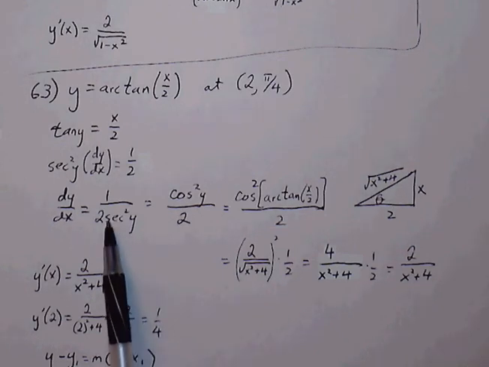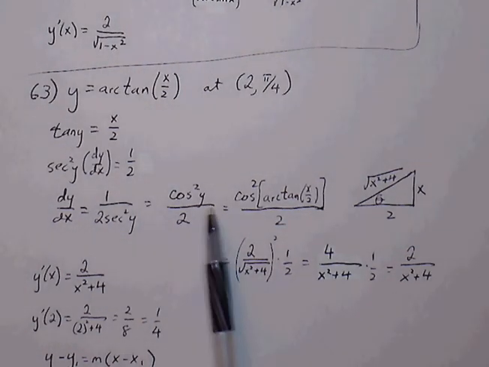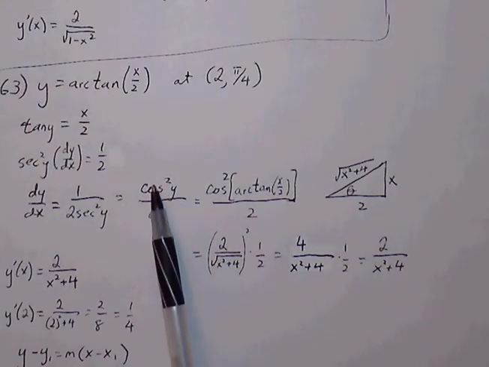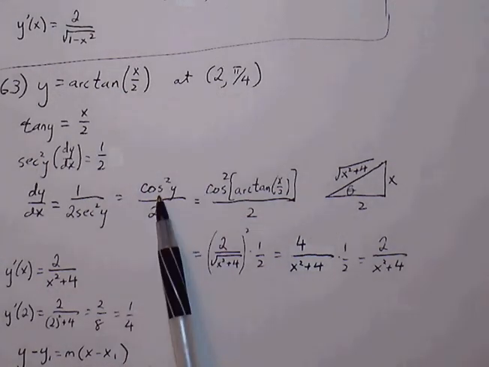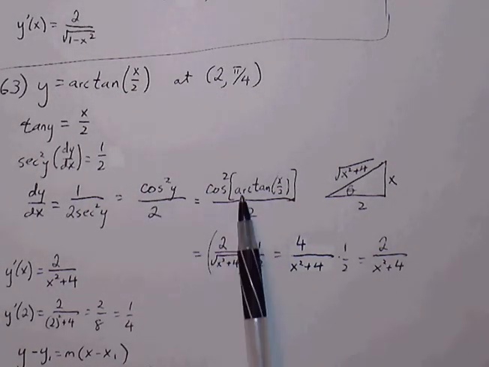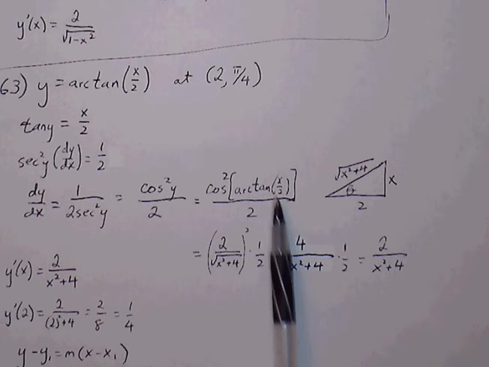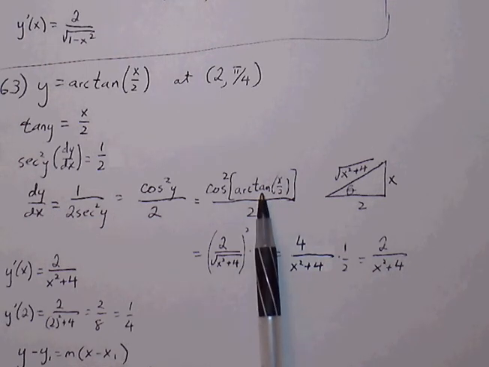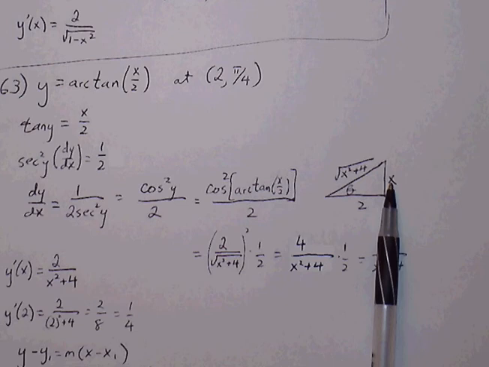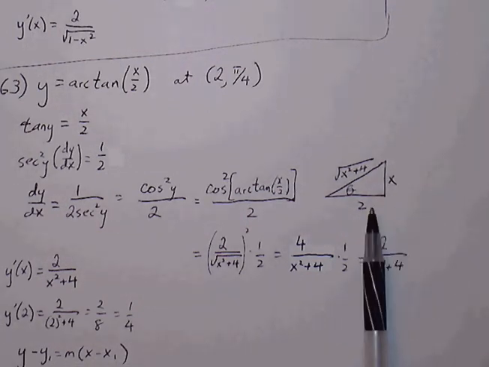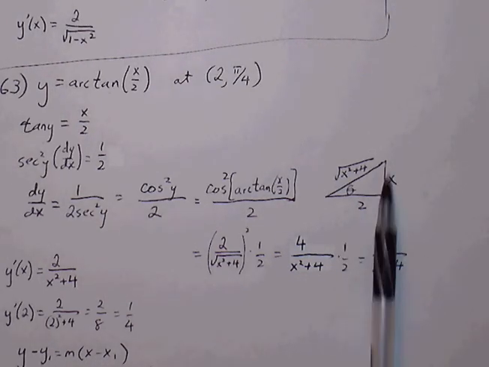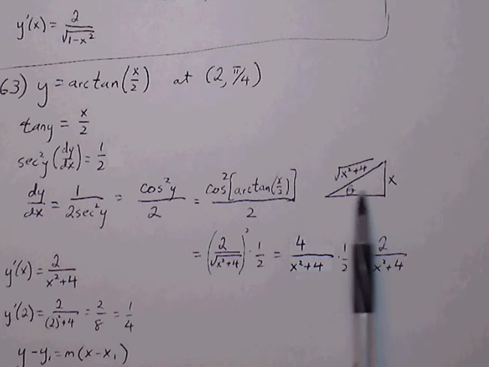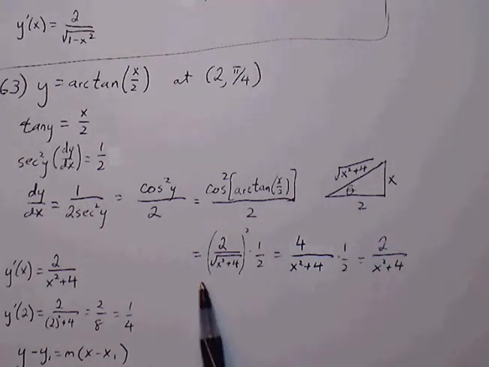I'm going to just move the secant squared y to the top and think in terms of cosine. So cosine squared of y, replace y in terms of original equation. We're trying to work our way to be in terms of x. So arctangent of x over 2. Tangent of theta is equal to x over 2, with x being the opposite, 2 being the adjacent. Pythagorean theorem, we can find hypotenuse being square root of x squared plus 4. So cosine of theta is simply going to be 2 over square root of x squared plus 4.